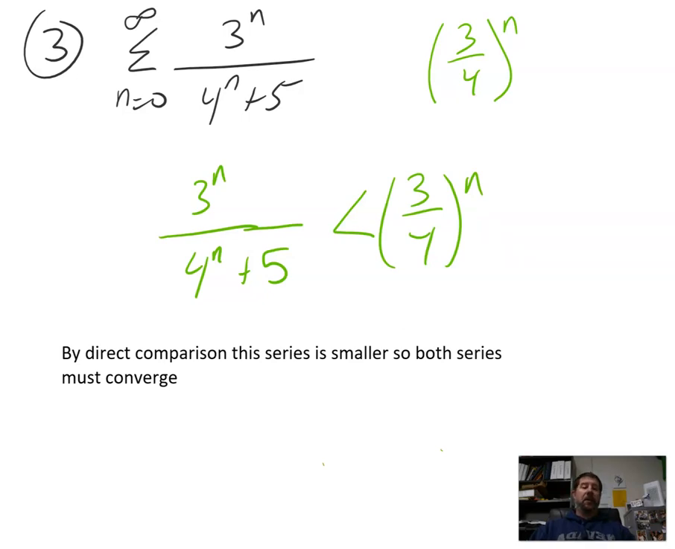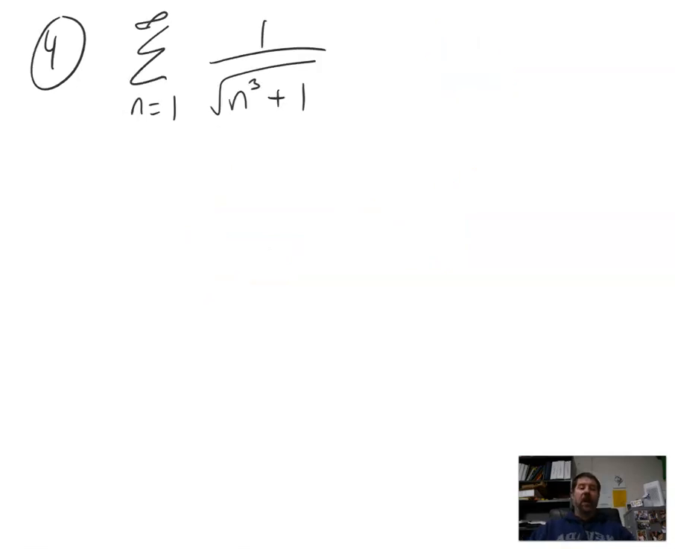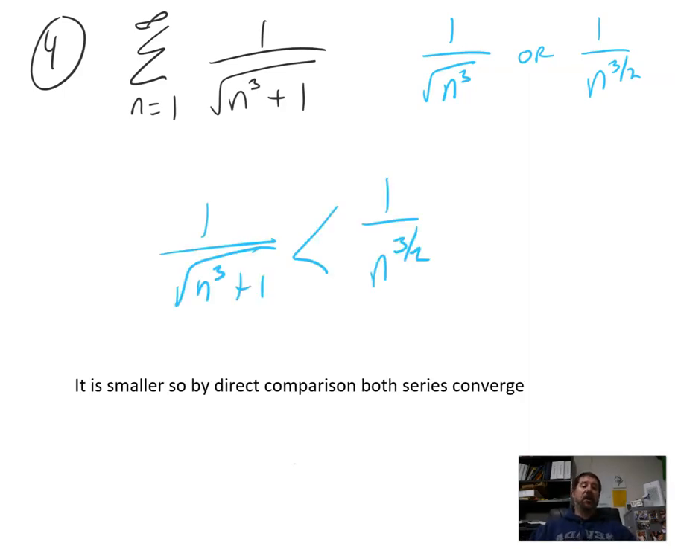So by direct comparison, when this series is smaller, make sure we state those things, both series are going to have to converge. Okay, last one here, trying to find out what I want to compare this to. If I get rid of stuff, it looks like I might want to compare this to 1 over the square root of n cubed, or 1 over n to the 3/2. That's a p-series with a p greater than 1, so that's got to converge. Now I just need to state that because it's smaller, and I know that the p-series converges, then both of these series must converge.